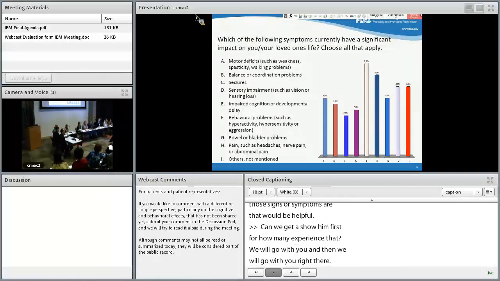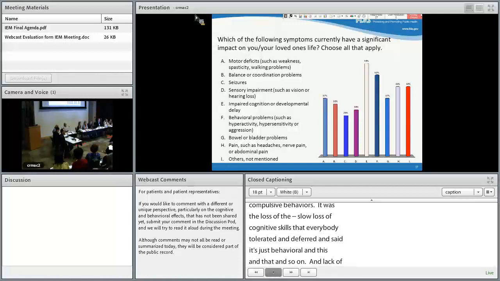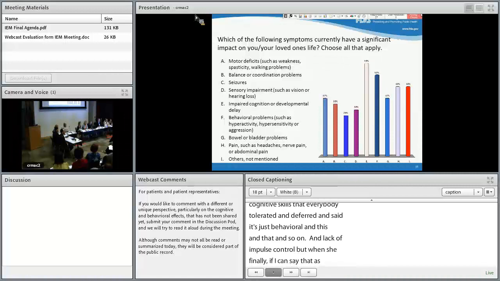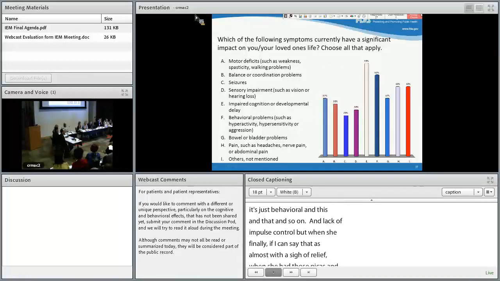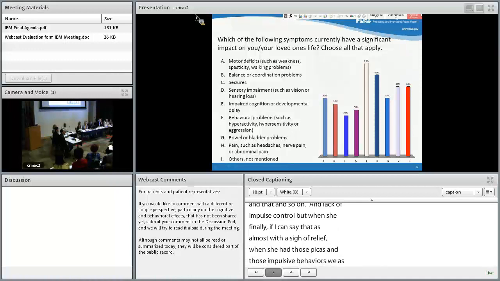Hi, Dean. My daughter, Lindy, who you'll meet in a little bit, is 33 now and has juvenile MLD. She was actually diagnosed because of those compulsive behaviors. It was the slow loss of cognitive skills that everybody tolerated and deferred, saying, well, that's just behavioral, and lack of impulse control and so on. But finally, almost with a sigh of relief, when she had those pica behaviors and those really impulsive behaviors, we as a society recognized, oh, something's wrong. So it is something we have to deal with, but at least it's something we can grab onto. Thank you very much, Dean.